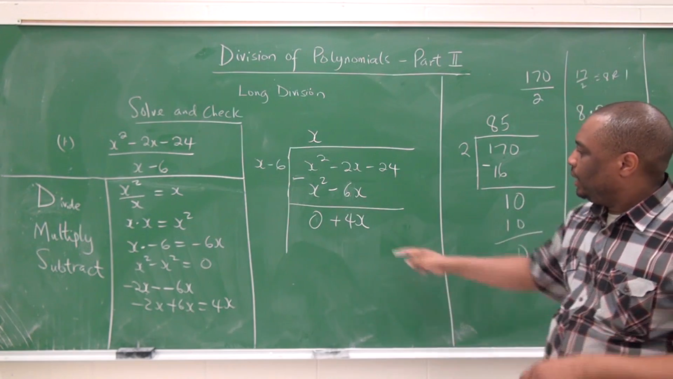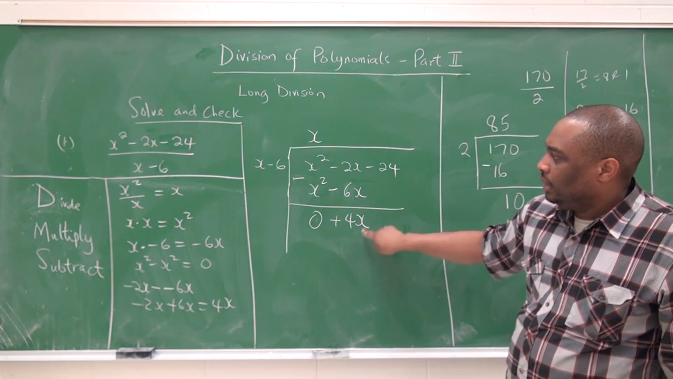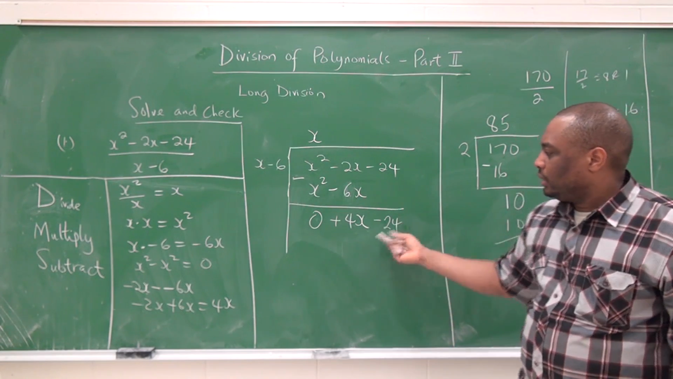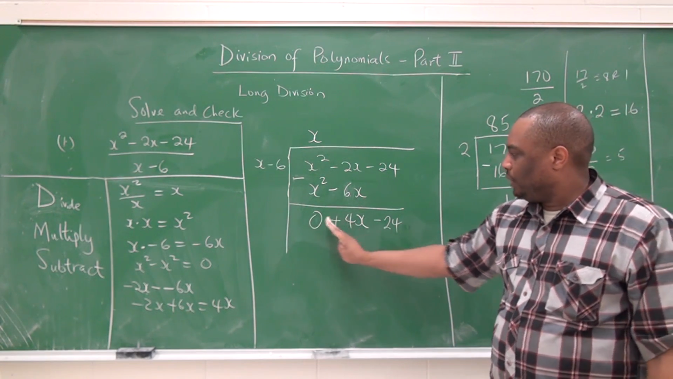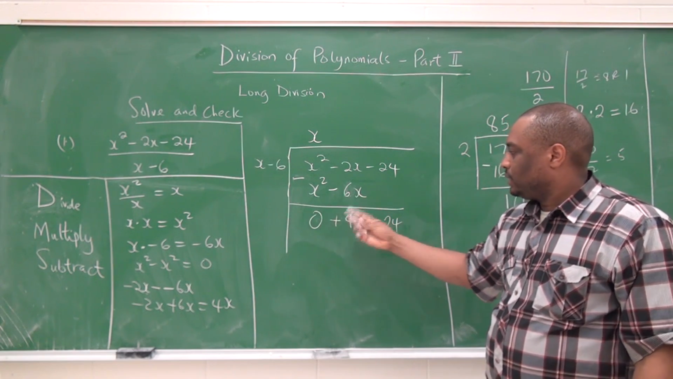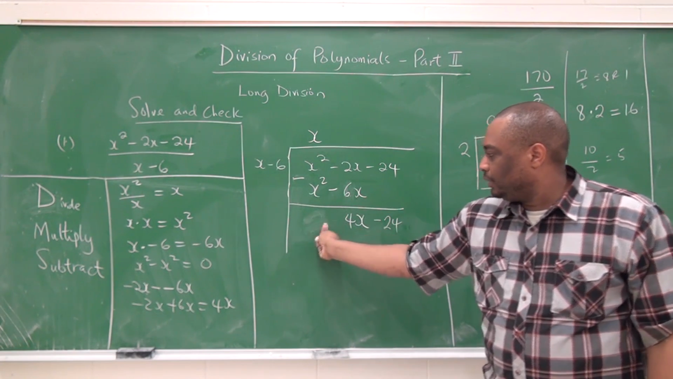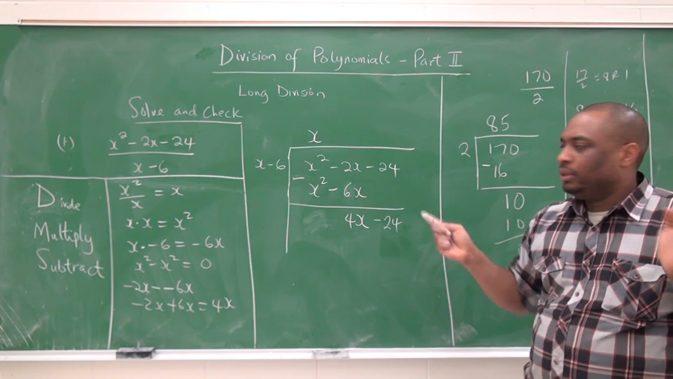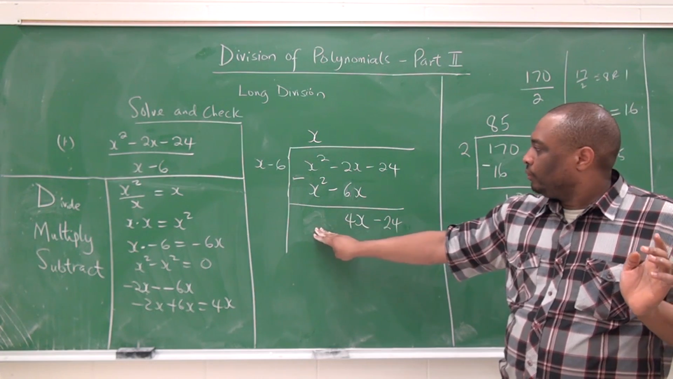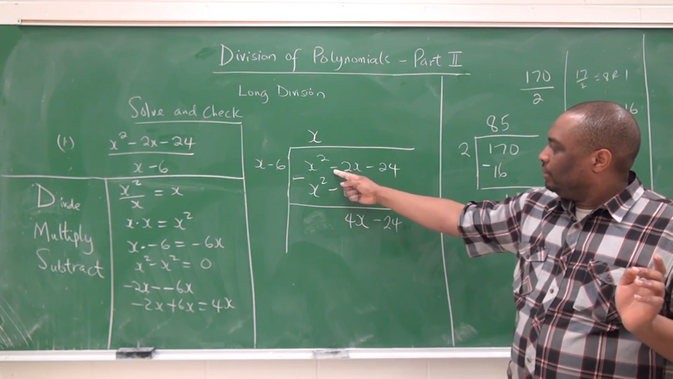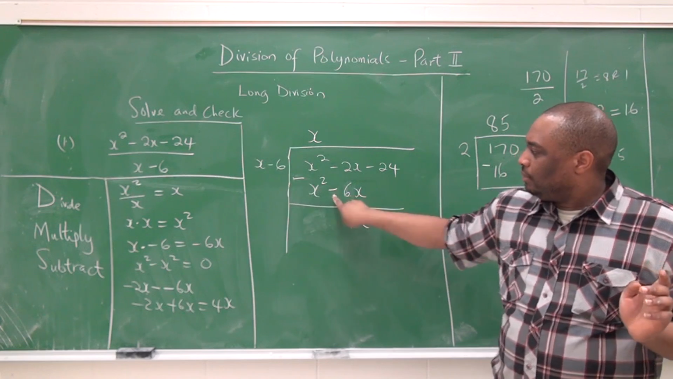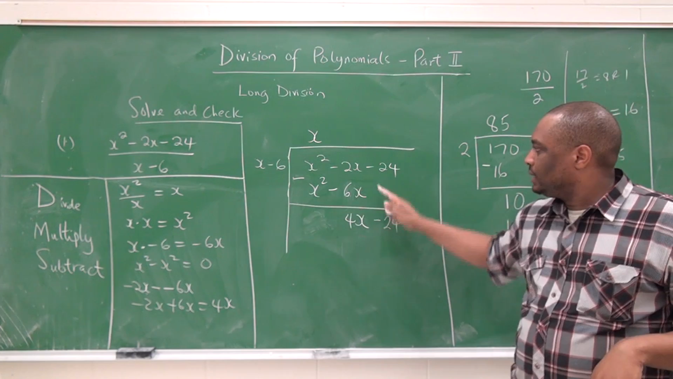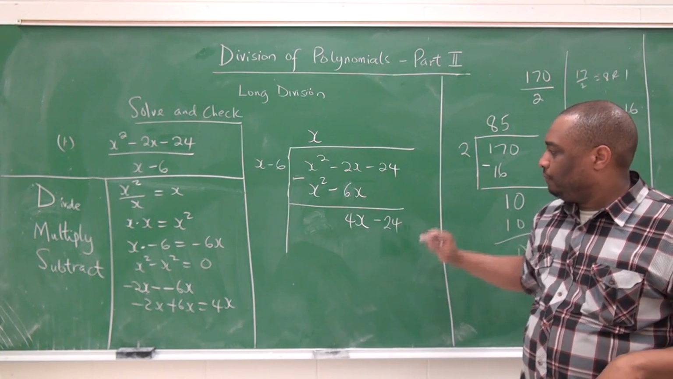The same way here. After writing 4x, you bring down minus 24. Now, because this is 0, actually, whether you write it or not, in fact, some people won't even write it. They will just leave it like this, because x squared minus x squared is 0. So some people won't write 0, because it's gone. Now, minus 2x minus 6x is minus 2x plus 6x, which is 4x. Then you bring down minus 24.